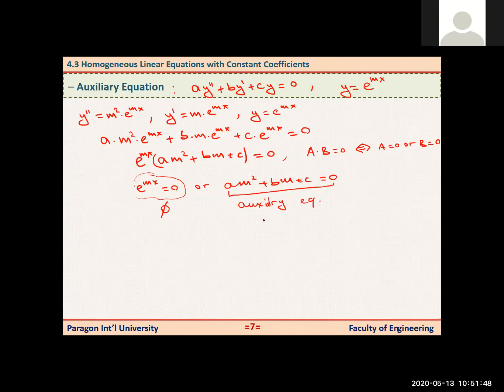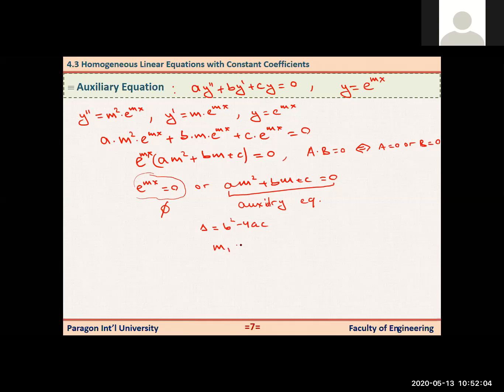Okay, we call this the auxiliary equation. To solve this one, we know how to do it, right? First, to solve this quadratic equation, we need to find the discriminant, which is equal to b squared minus 4ac. After that, we have m1 equal to minus b plus the square root of delta over 2a, and m2 equal to minus b minus the square root of delta over 2a.